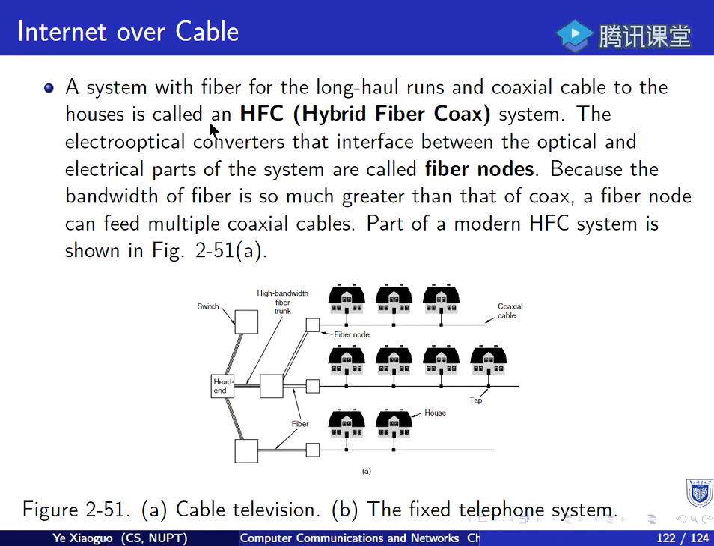Then the improved cable television is HFC, the hybrid fiber coaxial system. The electro-optical converters that interface between the optical and the electrical parts of the system are called fiber nodes.